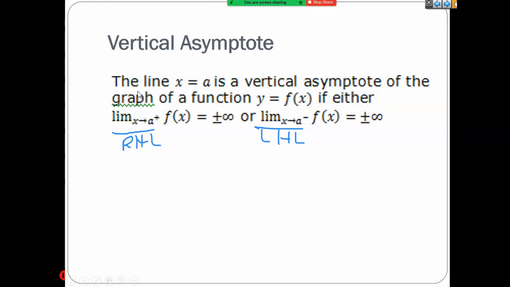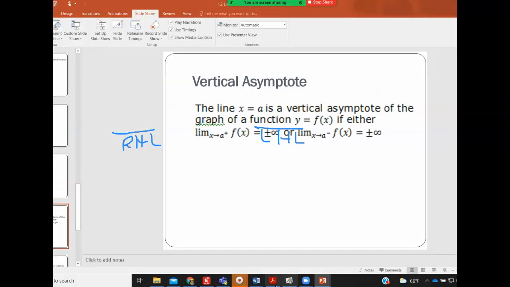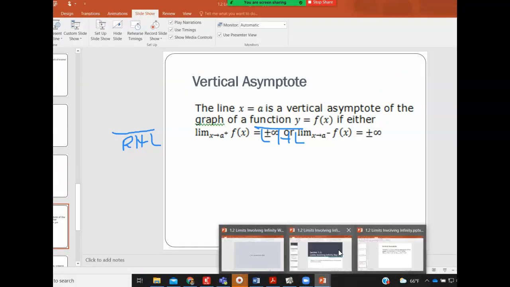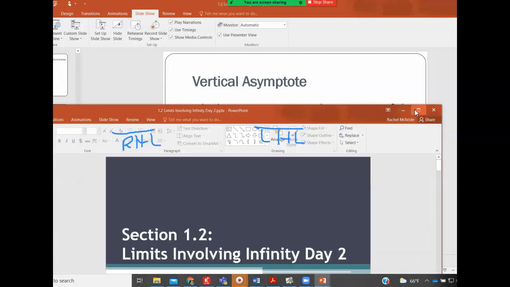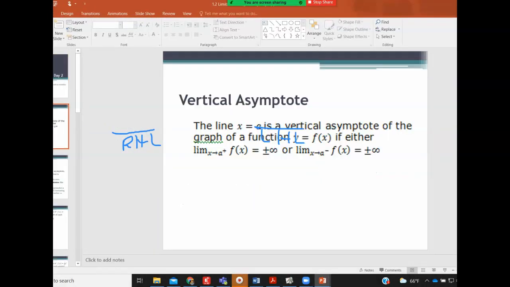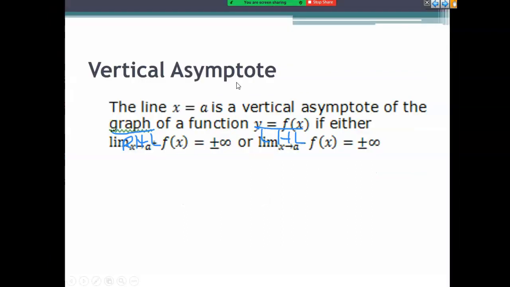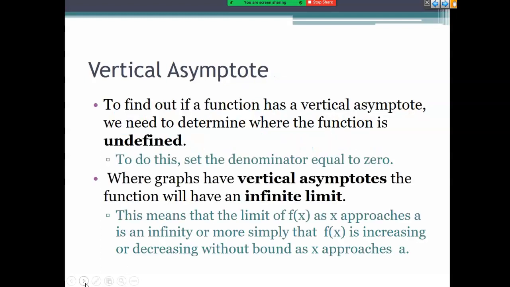I changed my notes. Do these still match your notes? I feel like I was supposed to switch PowerPoints. Yeah, there we go. Because here's where I added some stuff.